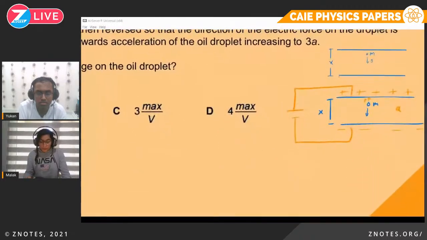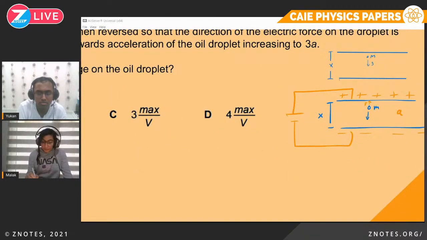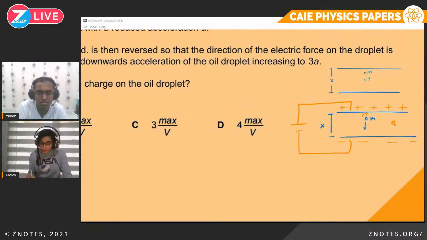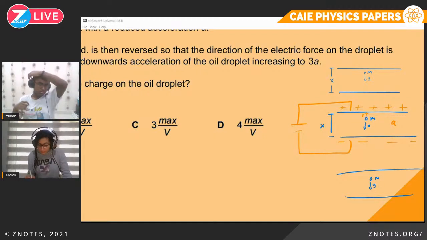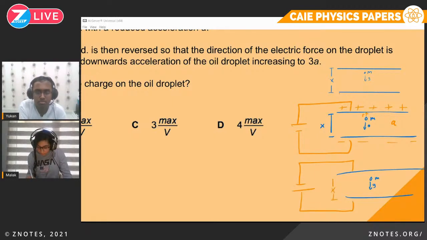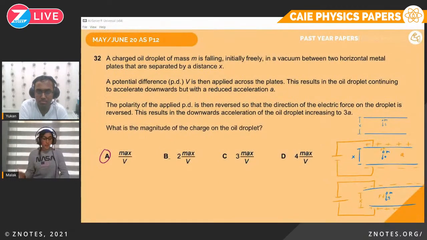Then they did it a third time, where they flipped the battery, right? We have it again here. We have the droplet here, m. We have g right here, right? This time we have negative here and positive here, which means there's a force going downwards, right? This is all the information they gave us.